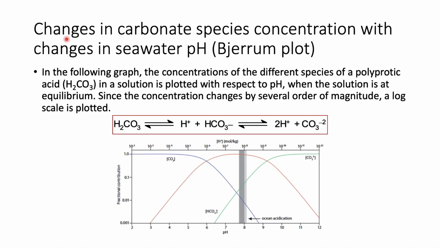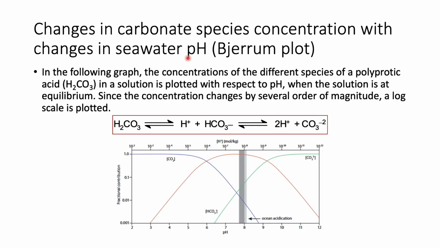So it's very difficult to say exactly what all the chemical changes are that are happening just by looking at the pH. By relying on pH alone, we cannot predict many of the chemical changes happening in the ocean. So here is a Bjerrum plot which shows changes in carbonate species concentration with changes in the seawater pH. That means whether the ocean is in the higher pH alkaline region, the neutral region, or the acidic region.